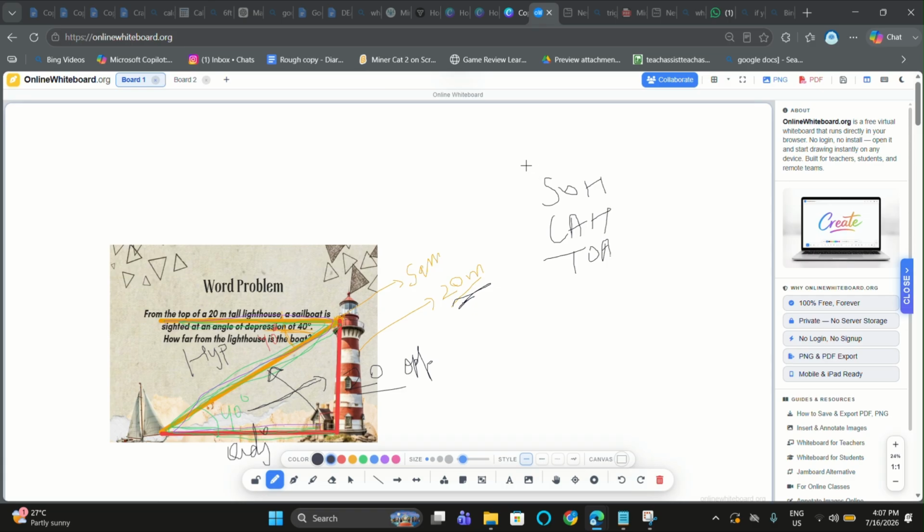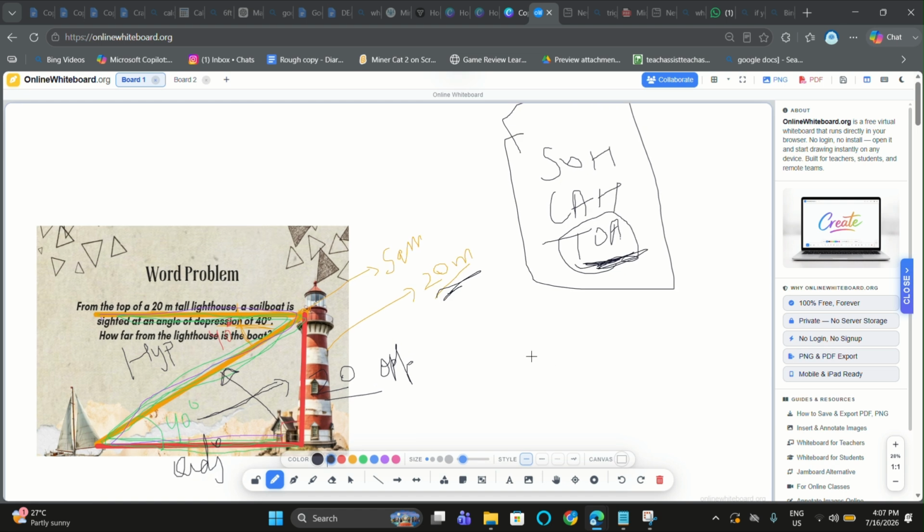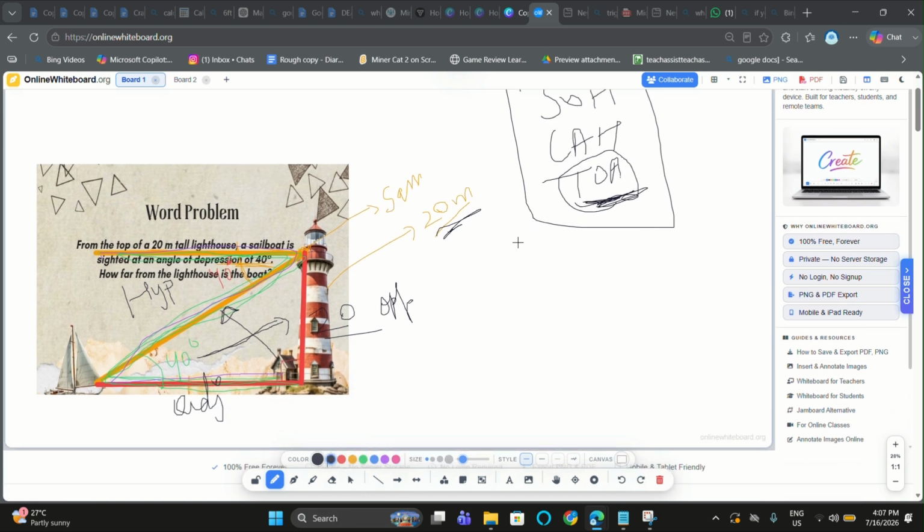So what trig ratio uses both opposite and adjacent? Yes, you guessed it right. It's tan, because TOA includes opposite and adjacent. So now we're going to plug in the formula to get our right answer.